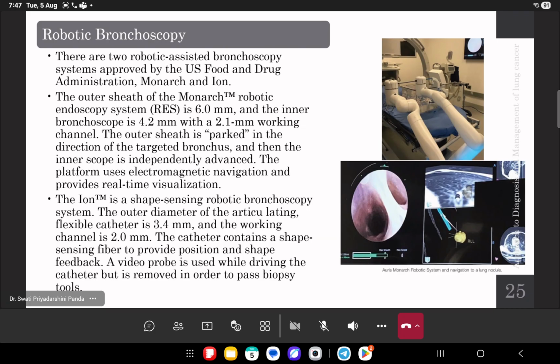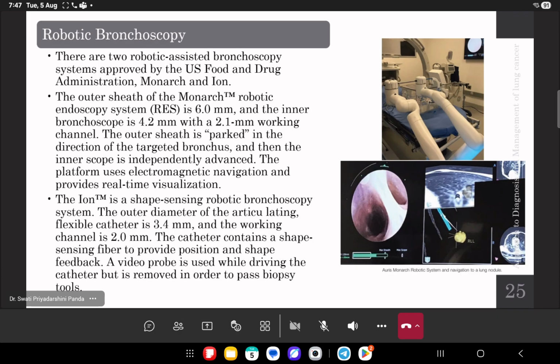Robotic bronchoscopy. There are two robotic-assisted bronchoscopy systems approved by the US Food and Drug Administration. One is Monarch, one is Ion. The outer sheath of the Monarch robotic endoscopy system is 6 millimeter and the inner bronchoscope is 4.2 millimeter with a 2.1 millimeter working channel. The outer sheath is pointed in the direction of the targeted bronchus and then the inner scope is independently advanced. The platform uses electromagnetic navigation and provides real-time visualization. This image is the Auris Monarch robotic system and navigation to a lung nodule.